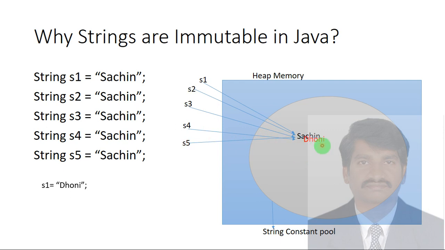This is the reason why strings are immutable. If strings are mutable, then if one guy changes through one of the references, it will impact all the objects. That's why they made strings immutable.